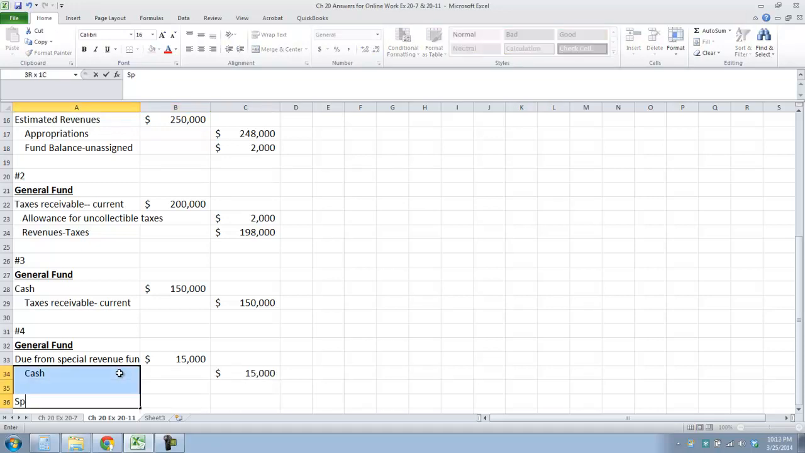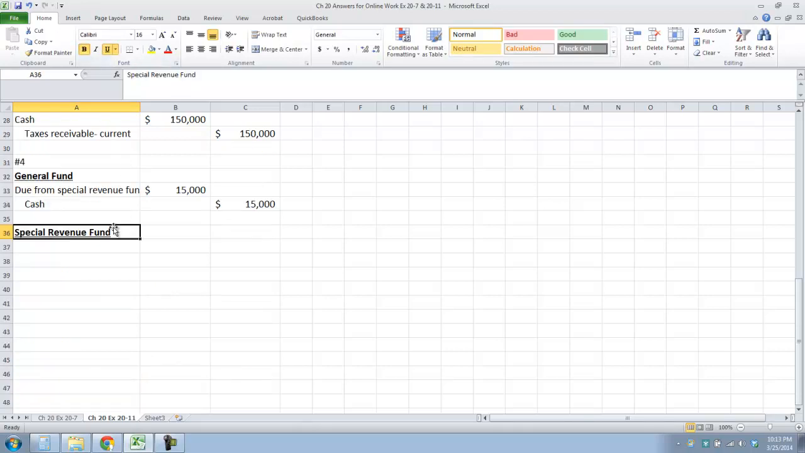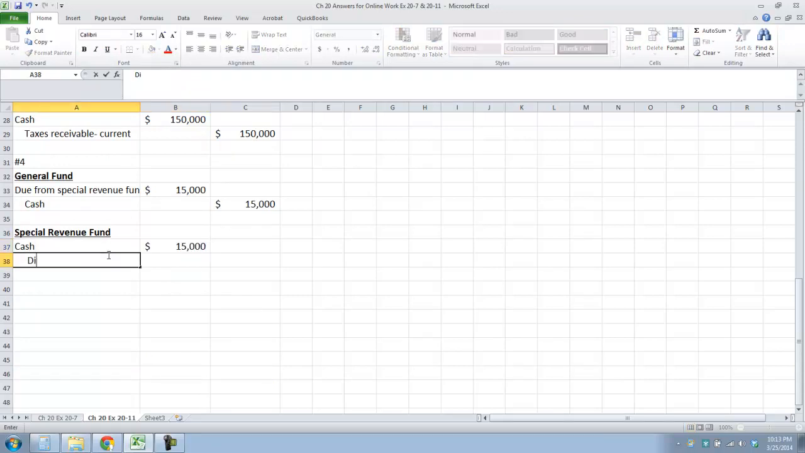And we're also going to be in the Special Revenue Fund. And in there, we would receive the cash, and it would be due to general fund.